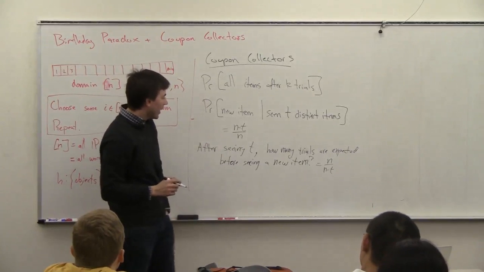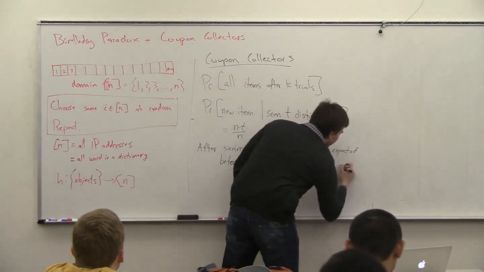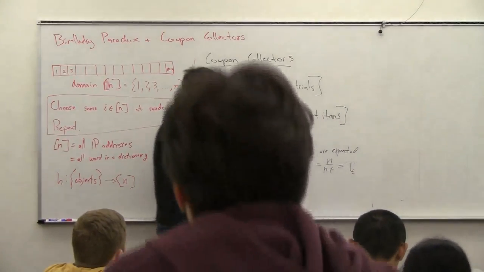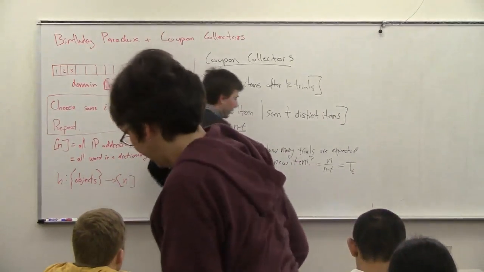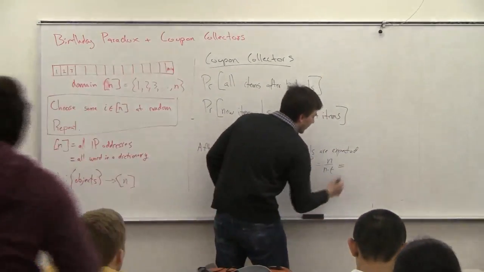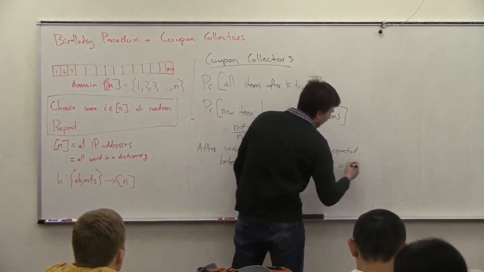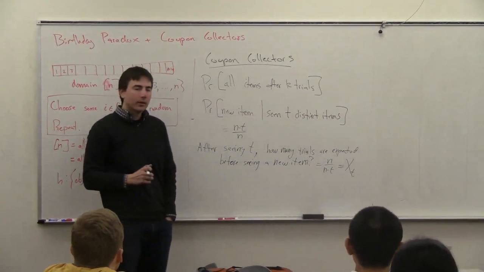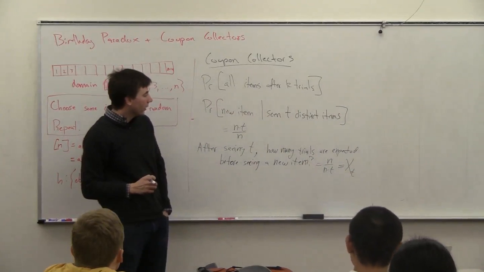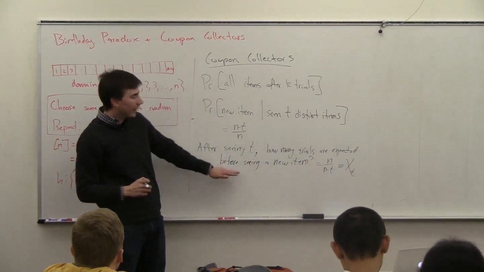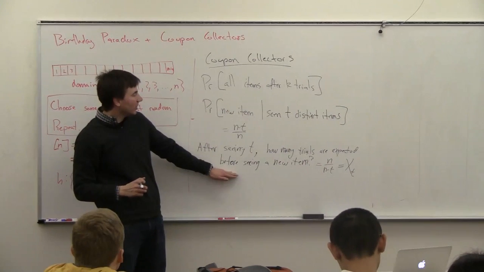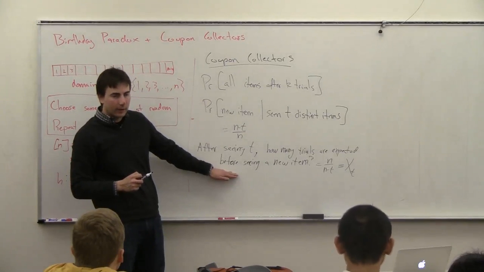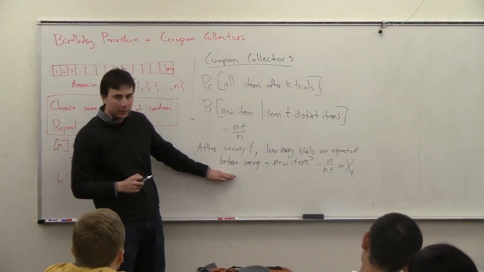Now let this number be X of t, big X of t. Now that we have this expectation, how many trials do we need until we see all of them? How can we use this result?